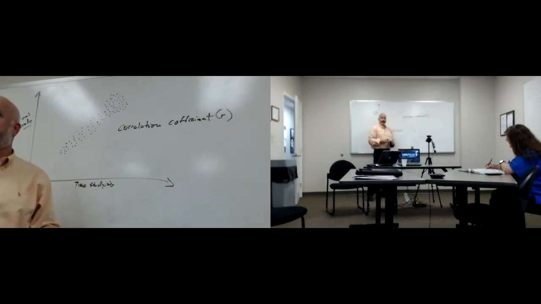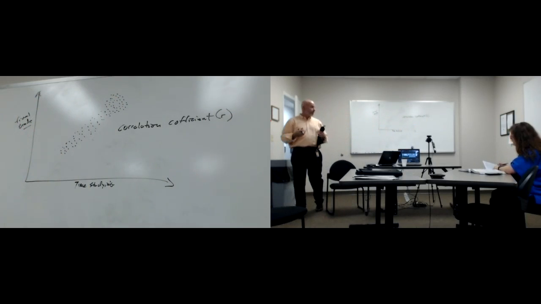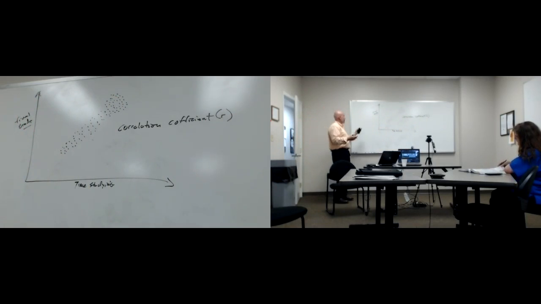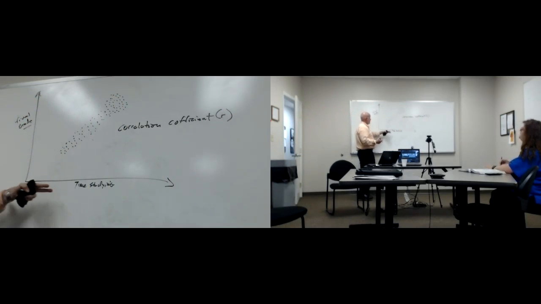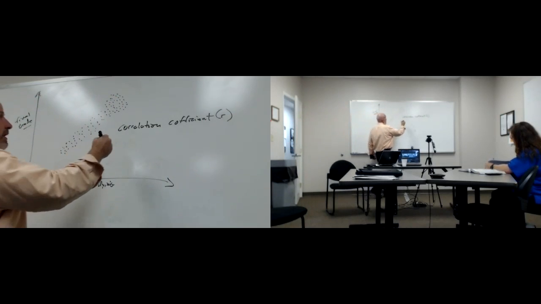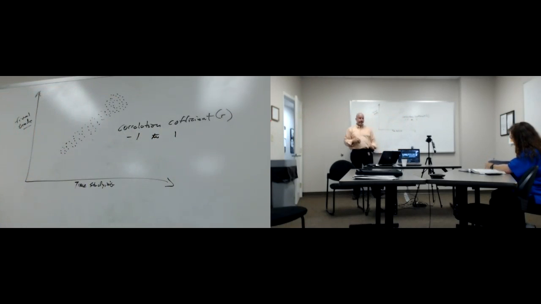And we are going to define that as r. It's going to show the relationship and the strength of the linear relationship between two variables. Now these two variables are ratio scale, but it's going to show the strength and the direction of this relationship. It's going to range from -1 to 1.